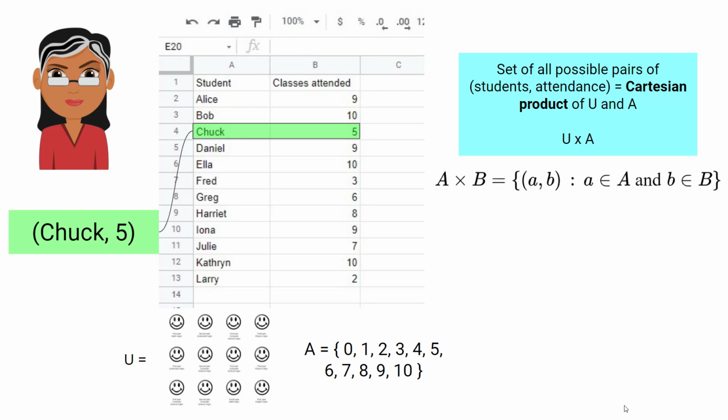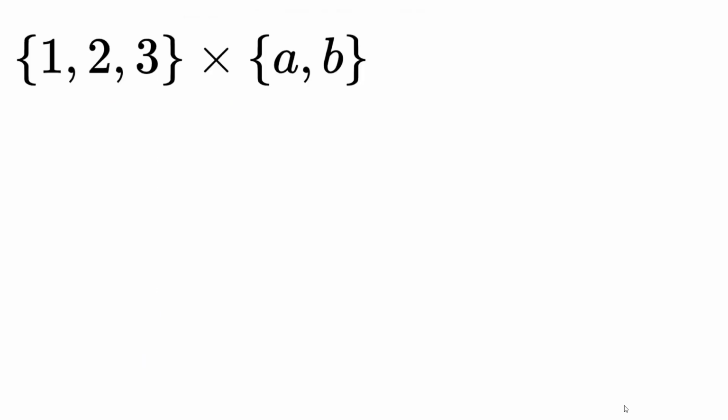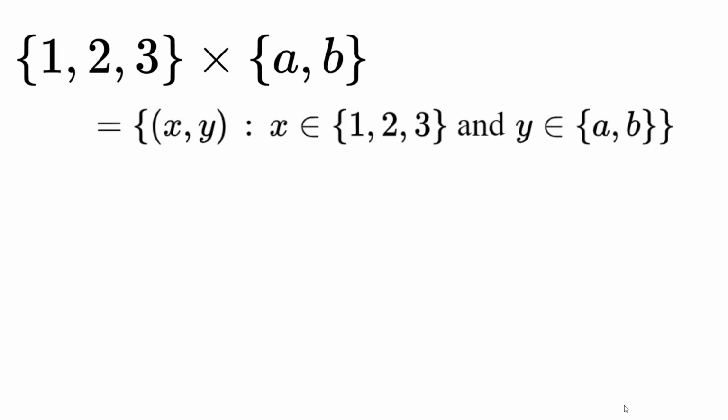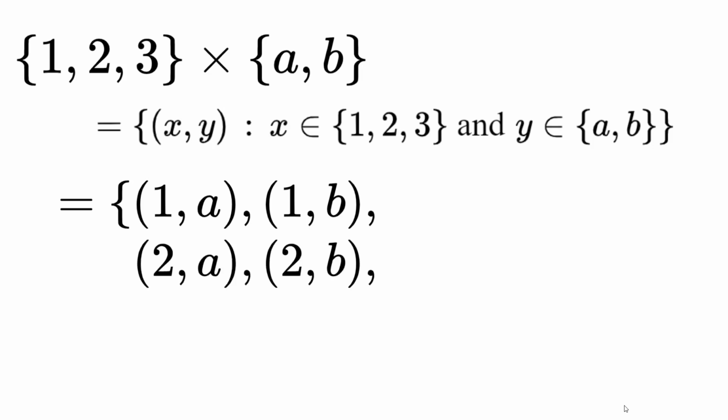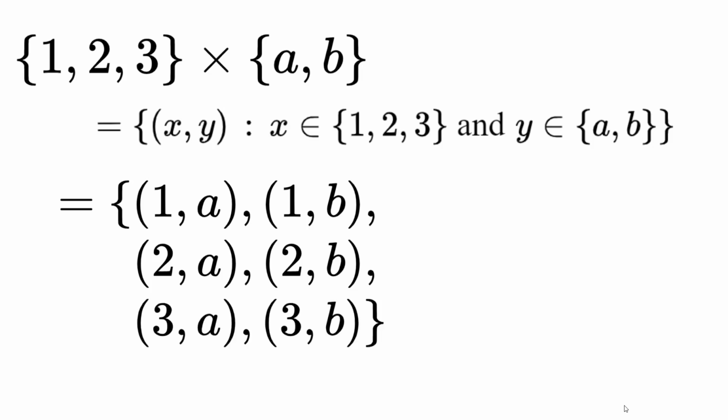For example, look at the set {1, 2, 3} and its Cartesian product with the set {A, B}. This is the set of all ordered pairs whose first coordinate is in the set {1, 2, 3} and whose second coordinate is in the set {A, B}. There are 6 such pairs, and here they are. There are 2 pairs for each of the 3 elements of the set {1, 2, 3}: 1A and 1B, then 2A and 2B, and finally 3A and 3B.